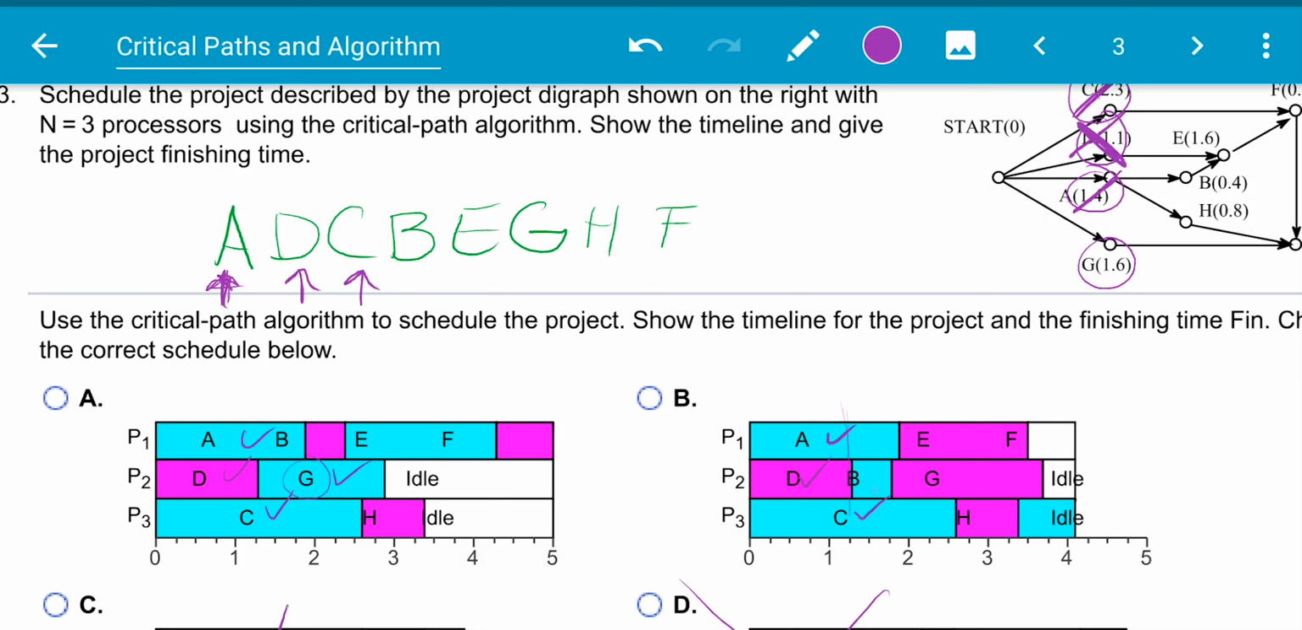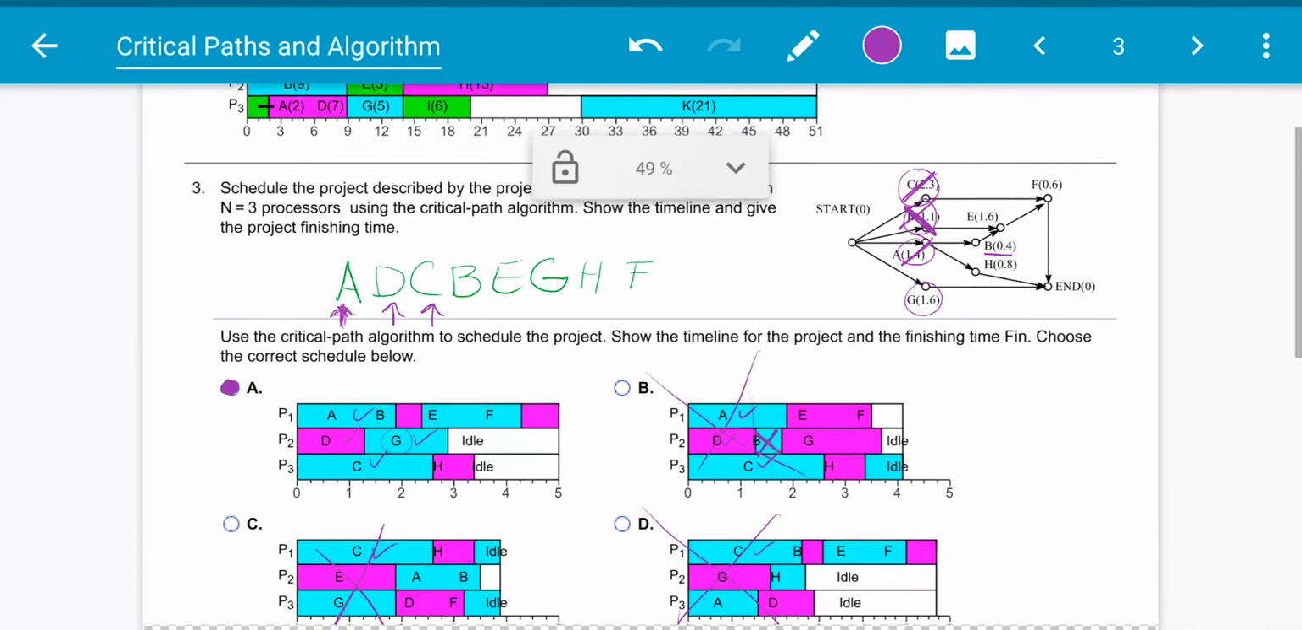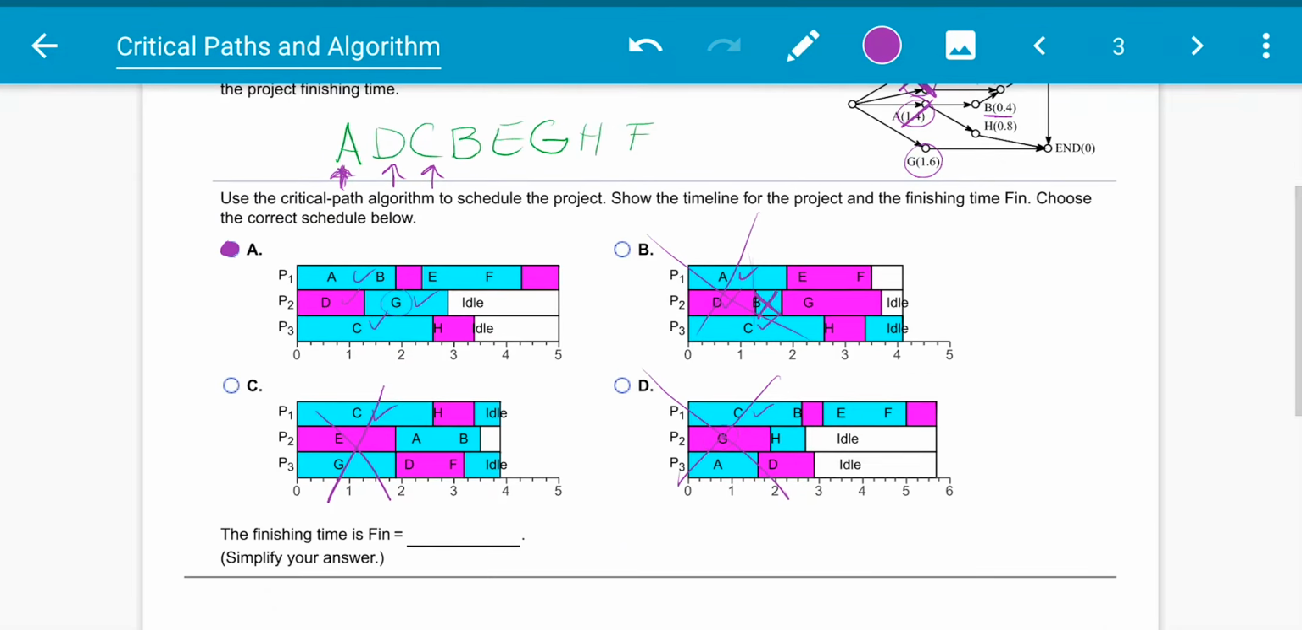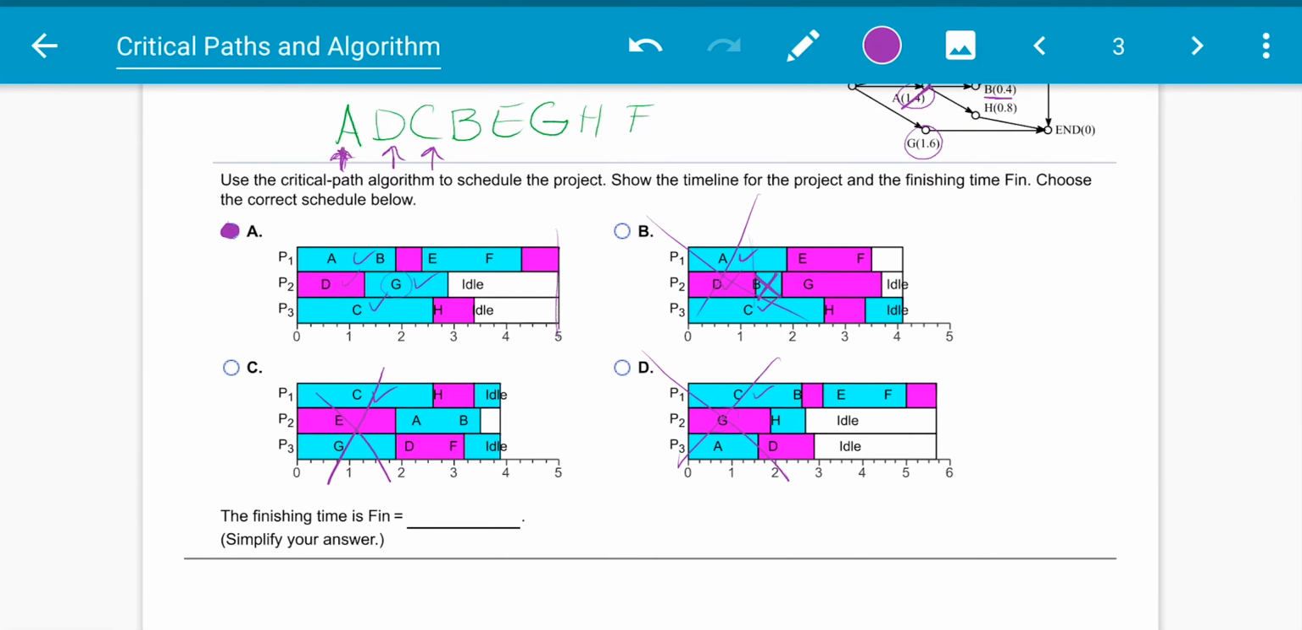There we go. Can we start B yet? So B has to come after we finish A, and we haven't finished A yet. So we can't do B. So that's our wrong answer, and our answer is A. So it saves us a little bit of time to eliminate the wrong answers. We could go forth with that until we finish. When we do, we get all the way down here, and our finishing time is 5.